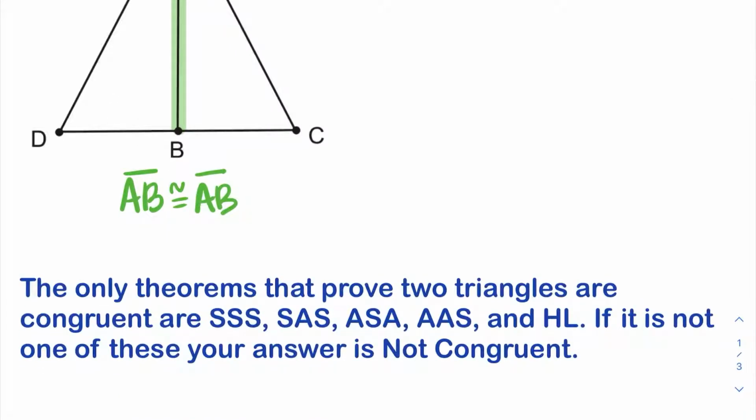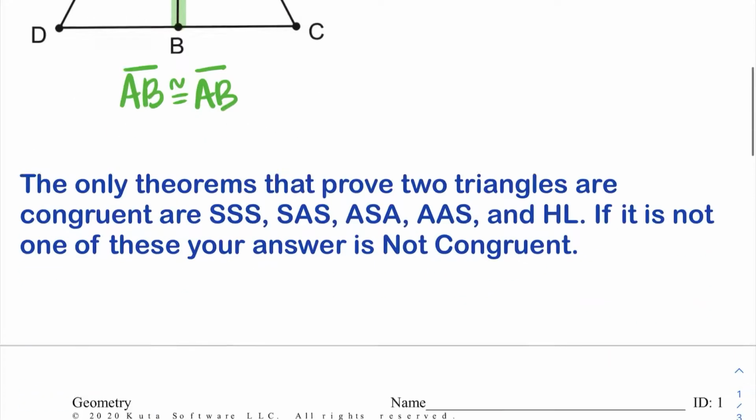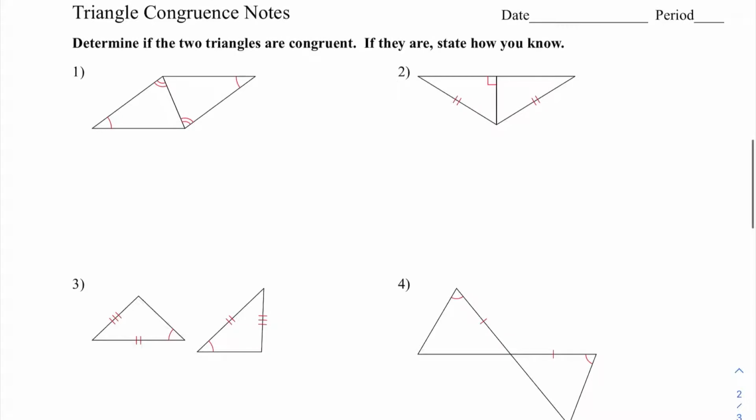Some additional information is that the only theorems that prove two triangles are congruent are SSS, SAS, ASA, AAS, and HL. If it is not one of these, your answer will be not congruent. So let's look at some examples.